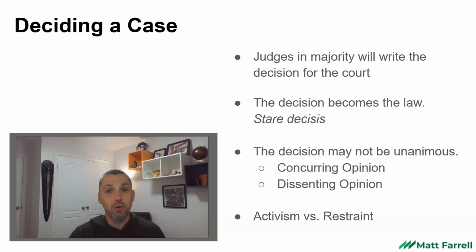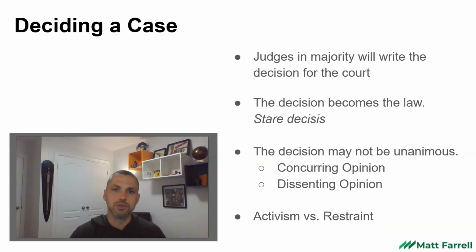Now, when they do this, the decision might not be unanimous. There could be some judges that disagree. They might write a dissenting opinion and describe why they disagree with their colleagues. Other judges might write a concurring opinion saying that they agree with the end result, but they might have taken a different procedural path to reach that decision.